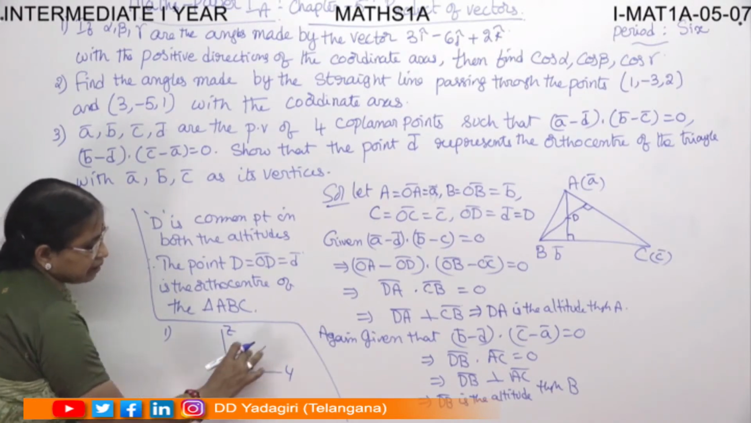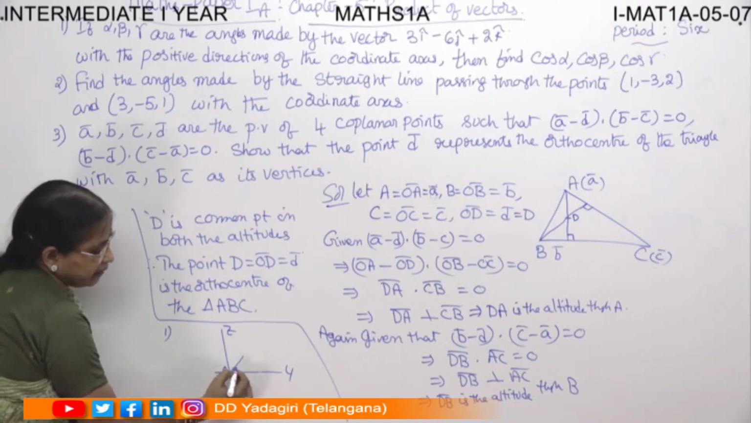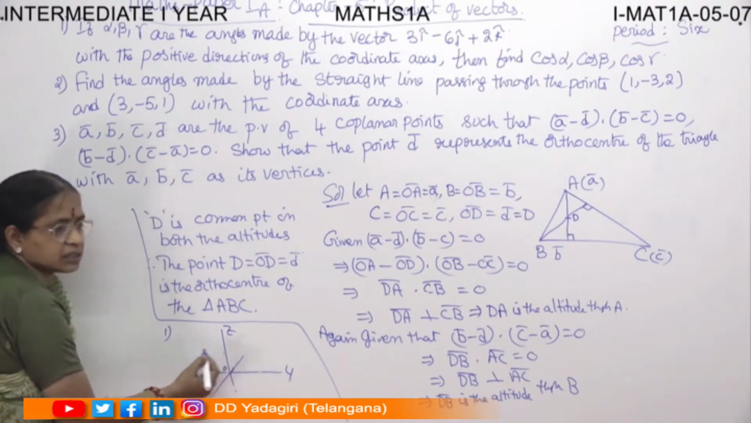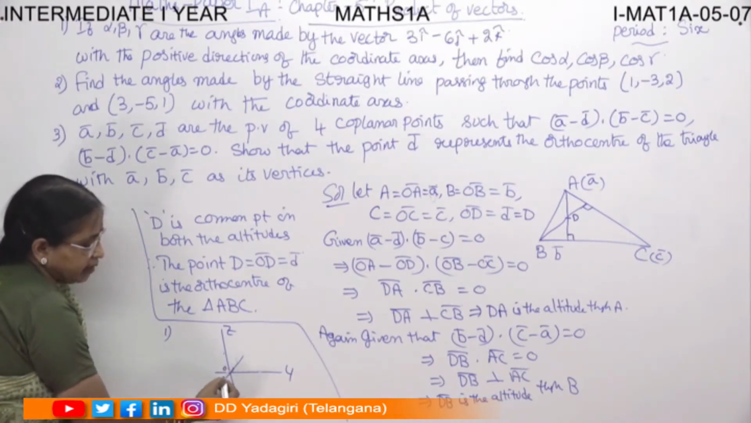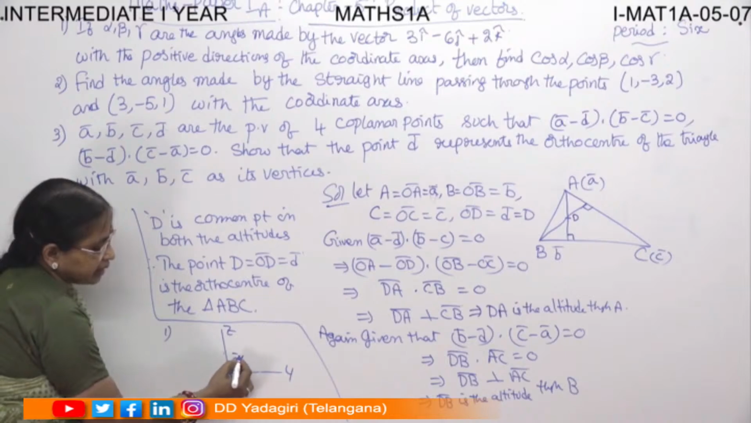Suppose this vector, equal vector I am drawing here. Then what happens? It makes some angle alpha with x-axis, beta with y-axis and gamma with z-axis. That is what is given in the problem. So what is the angle alpha? So angle alpha is nothing but the angle between this vector. Suppose this vector is A.